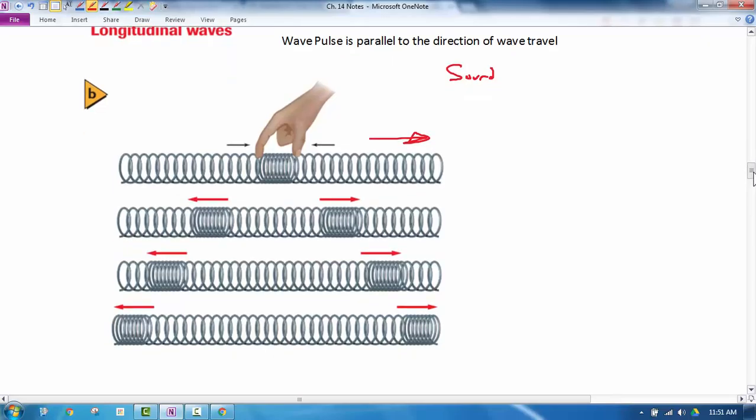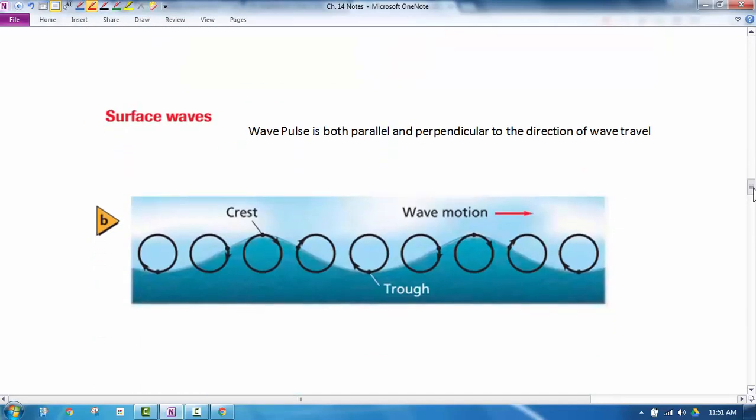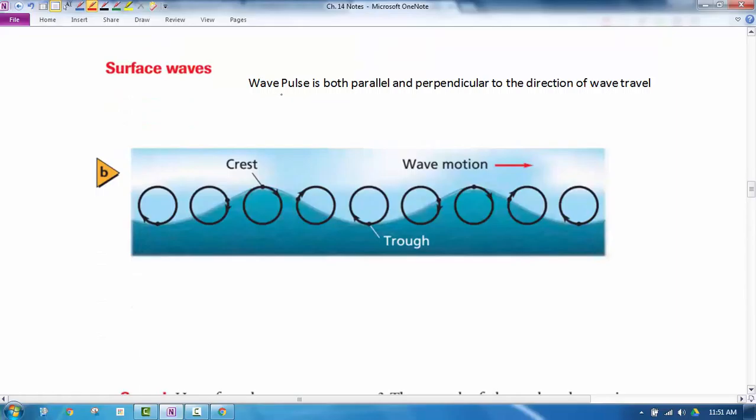And the last type of wave then will be a surface wave. And that's where the wave pulse is both parallel and perpendicular to the direction of wave travel. So if you've ever laid in the water, when a wave goes over you, you feel like you're kind of moving in a circle, and that's because you are. The particles in the water here are moving in circles. And those are called surface waves.